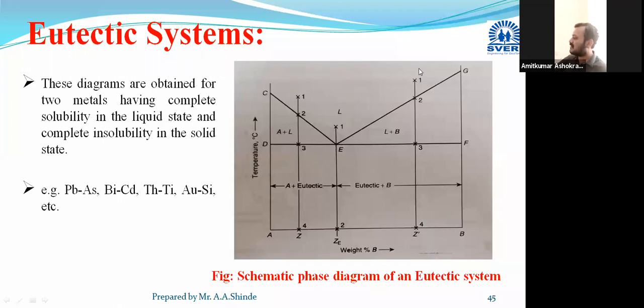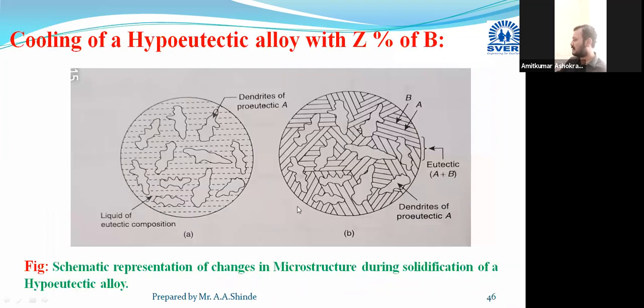And for these alloys, we have to consider their cooling from liquid state up to the solid state or room temperature, and we have to draw the microstructural changes happening here. Now, we will consider the microstructural changes for this first curve. Separately, I have drawn these diagrams.